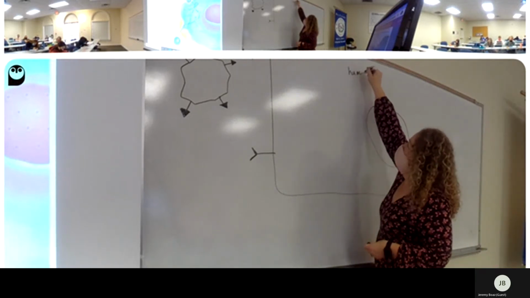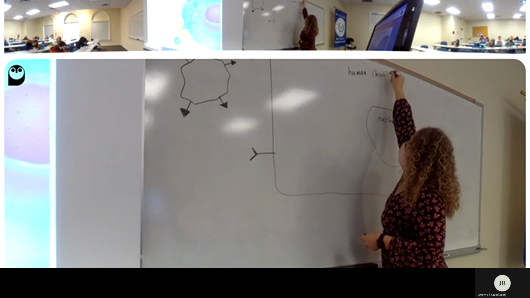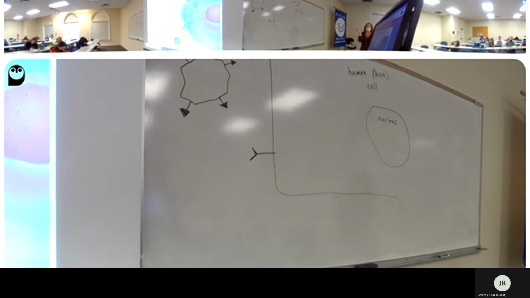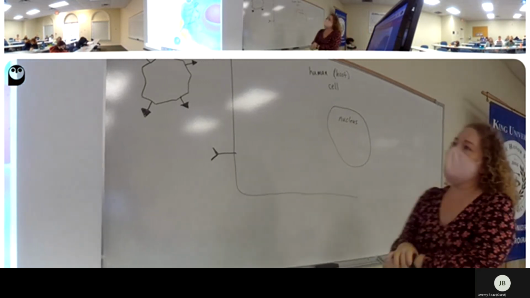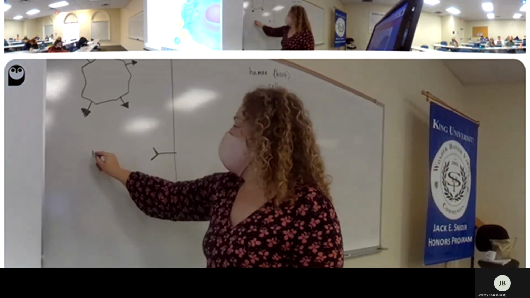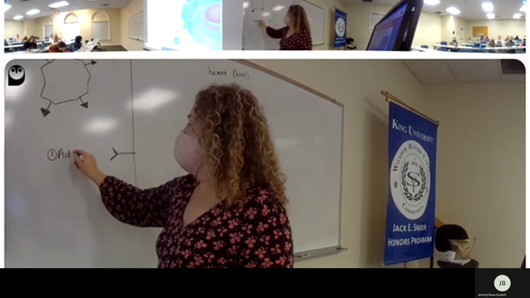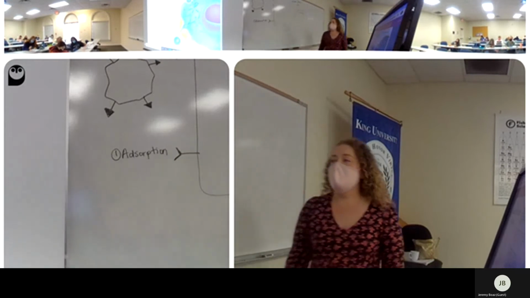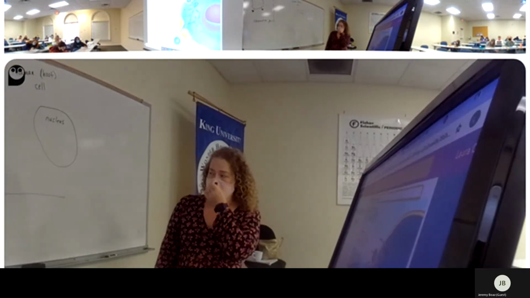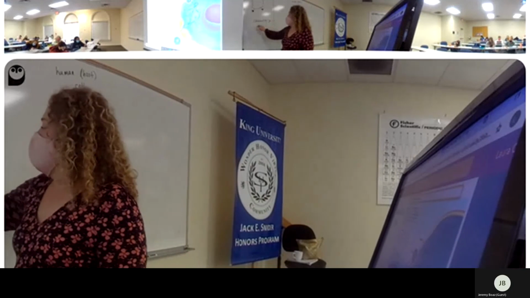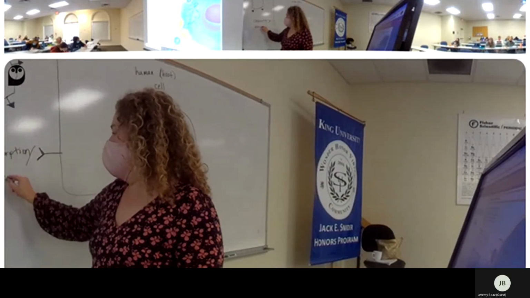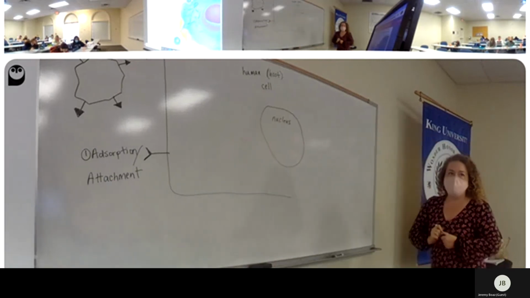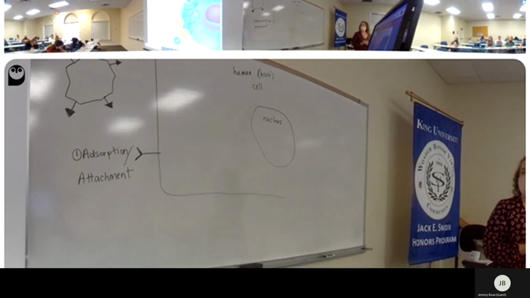So this is our human host cell over here. The first thing that has to happen for a virus to actually infect a host cell is it has to do something called adsorption, adsorption with a D. Some books would call this attachment. Those mean the same thing. Adsorption or attachment, that's step 1.